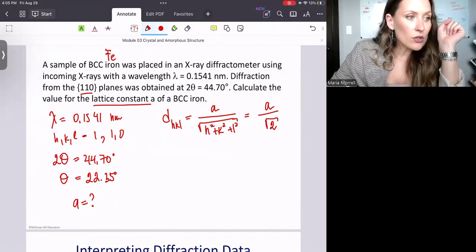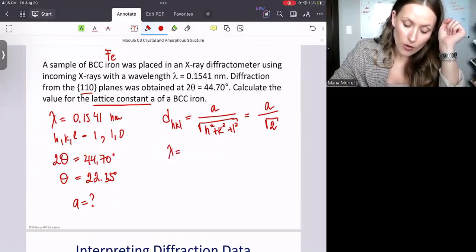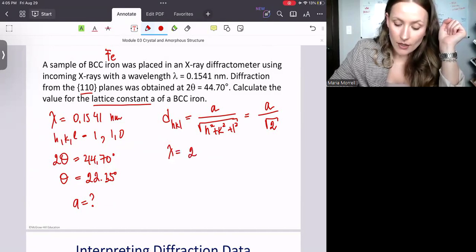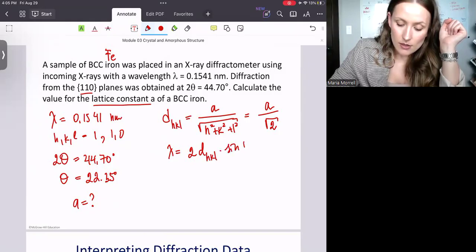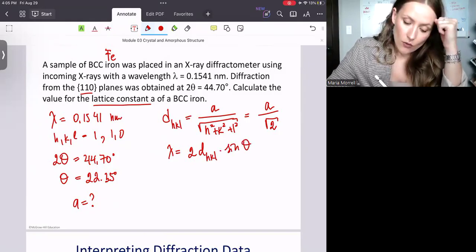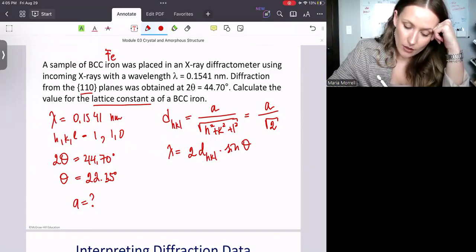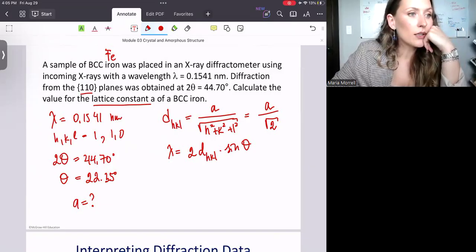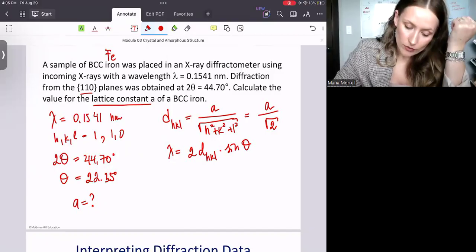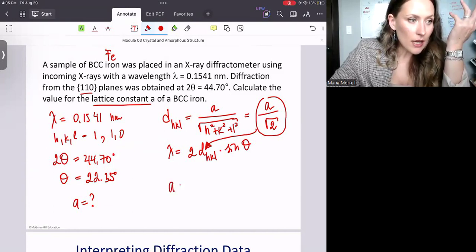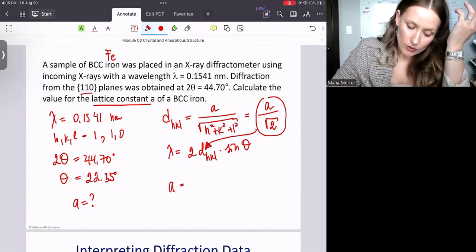So how do I do that? Well, I can find it from Bragg's law. Bragg's law states that the wavelength is equal to 2 times the interplanar spacing times sine theta, right? So from here, perhaps I can just plug it in. Well, if I know that this is my D, I'm going to plug it in instead of here, and I will just express A right away, right? Which is going to be what?